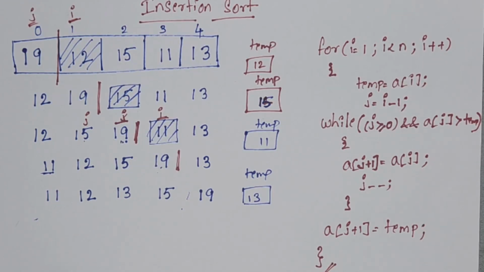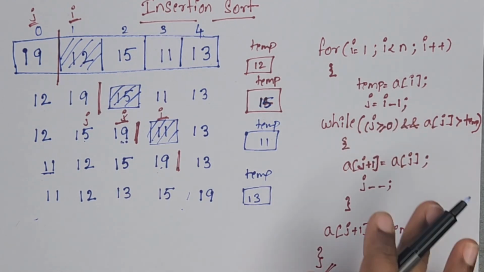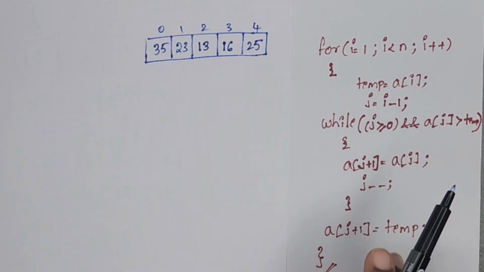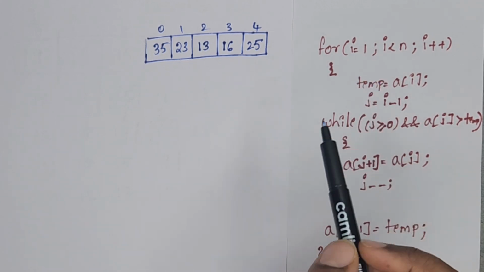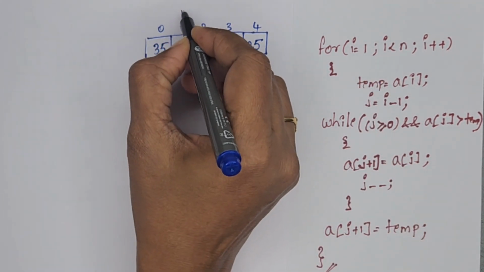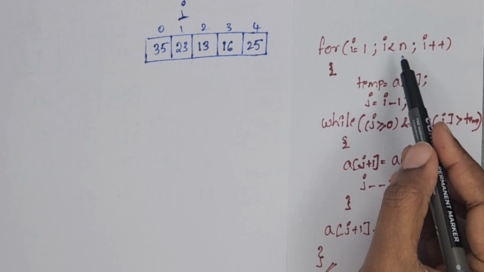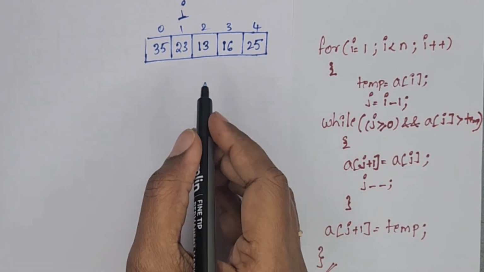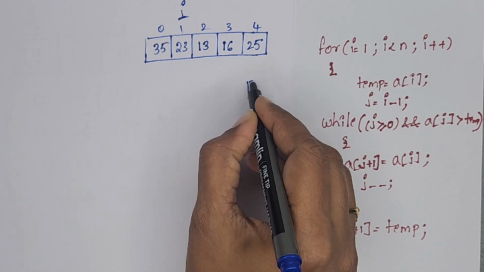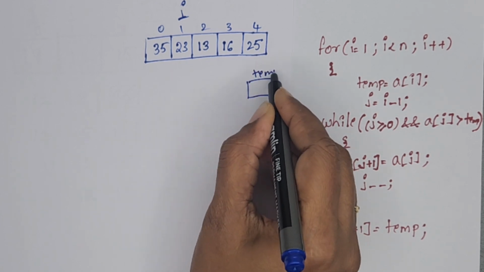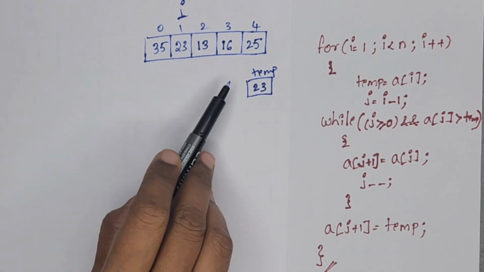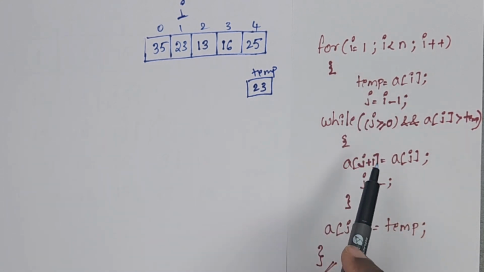We'll take one example and again I'll explain this code. We'll trace this program, we'll trace this code. This is one more example. Initially what is the I value? 1. And I is less than n, so this a of I is assigned to the temporary variable. Now in temp, we have to store this 23. In the temporary variable, a of I is stored.